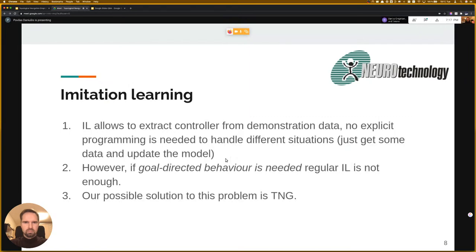So what the imitation learning results tell us is that it allows us to extract controllers from demonstration data without explicit programming, and we do not need that explicit programming to handle different situations. However, if we need goal-directed behavior, such regular imitation learning methods are not enough, and a possible solution to this problem is TNG.